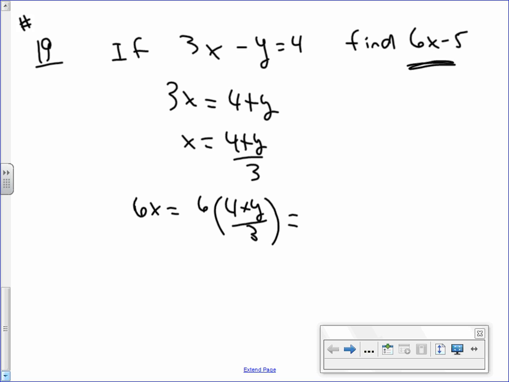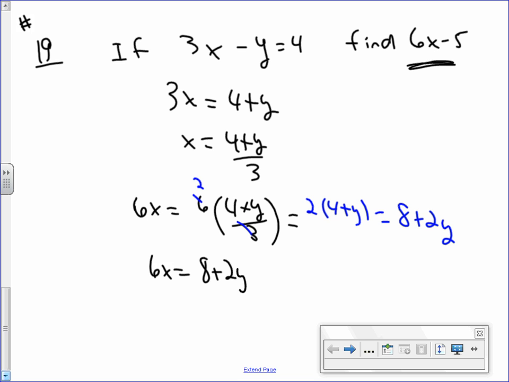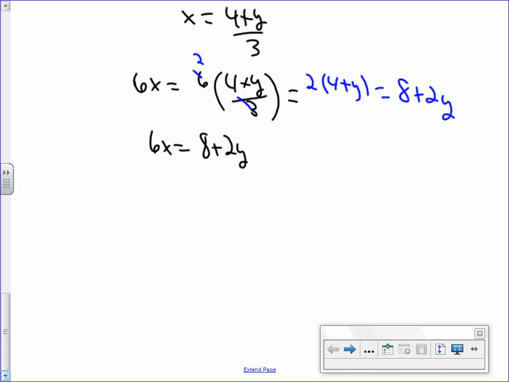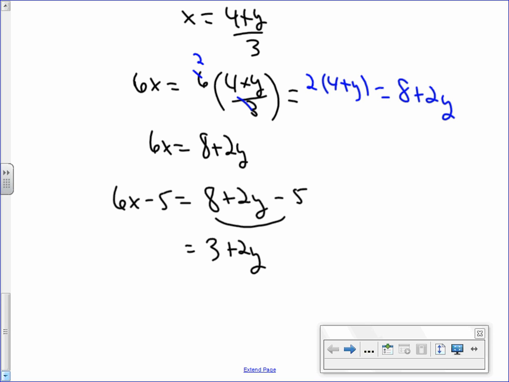I like to take a second to simplify that. The 6 and the 3 cancel, give me a 2. That gives me 2 times (4 plus y), or even simpler, 8 plus 2y. So I get that down to 6x is equal to 8 plus 2y. Okay? And then I'm going to do the second step, which says subtract 5, and I get 8 plus 2y, and I subtract 5. And again, I can simplify that just a little bit, and I get 3 plus 2y. So this would be the answer to that.